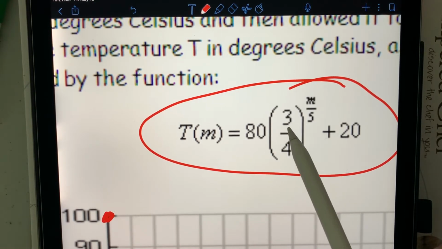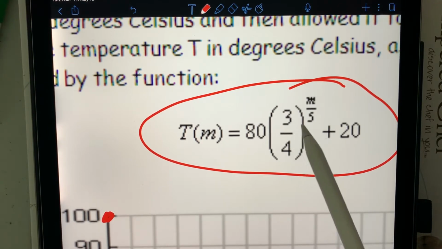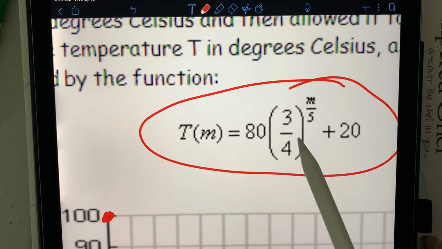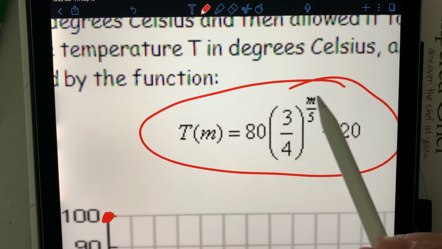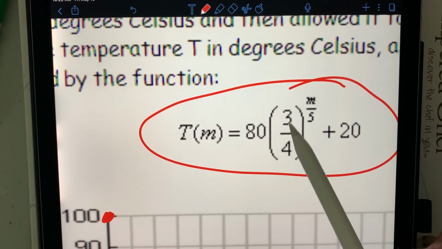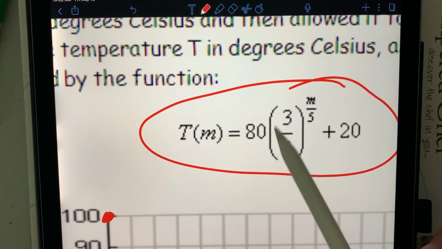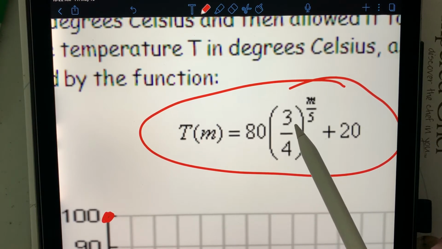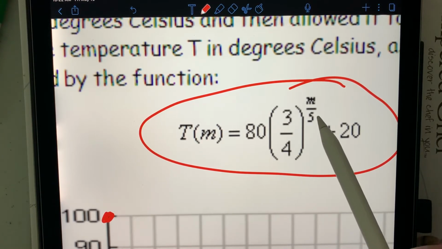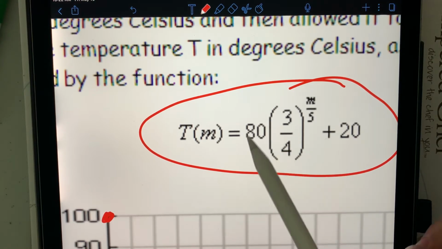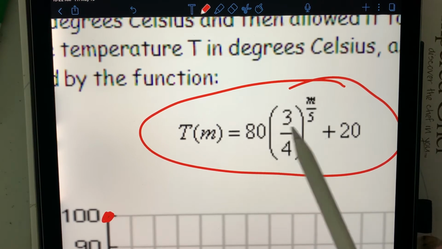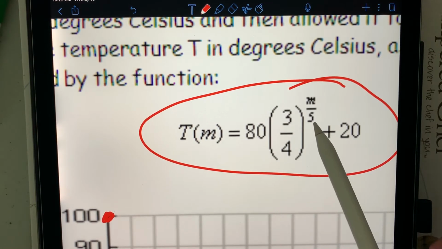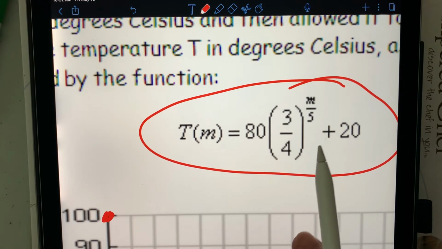This 3/4 means that it's 75%. 3/4 means that I lost 1/4. So this function is going to be going down, because every time I get one more, I lose 25%. I lose 1/4 of whatever I had before. But how often? Oh, remember that divided by 5? Oh, every 5 minutes. So I start at 100, and from the 80 that I have available, I lose 1/4 every 5 minutes. And that's what all the numbers mean.